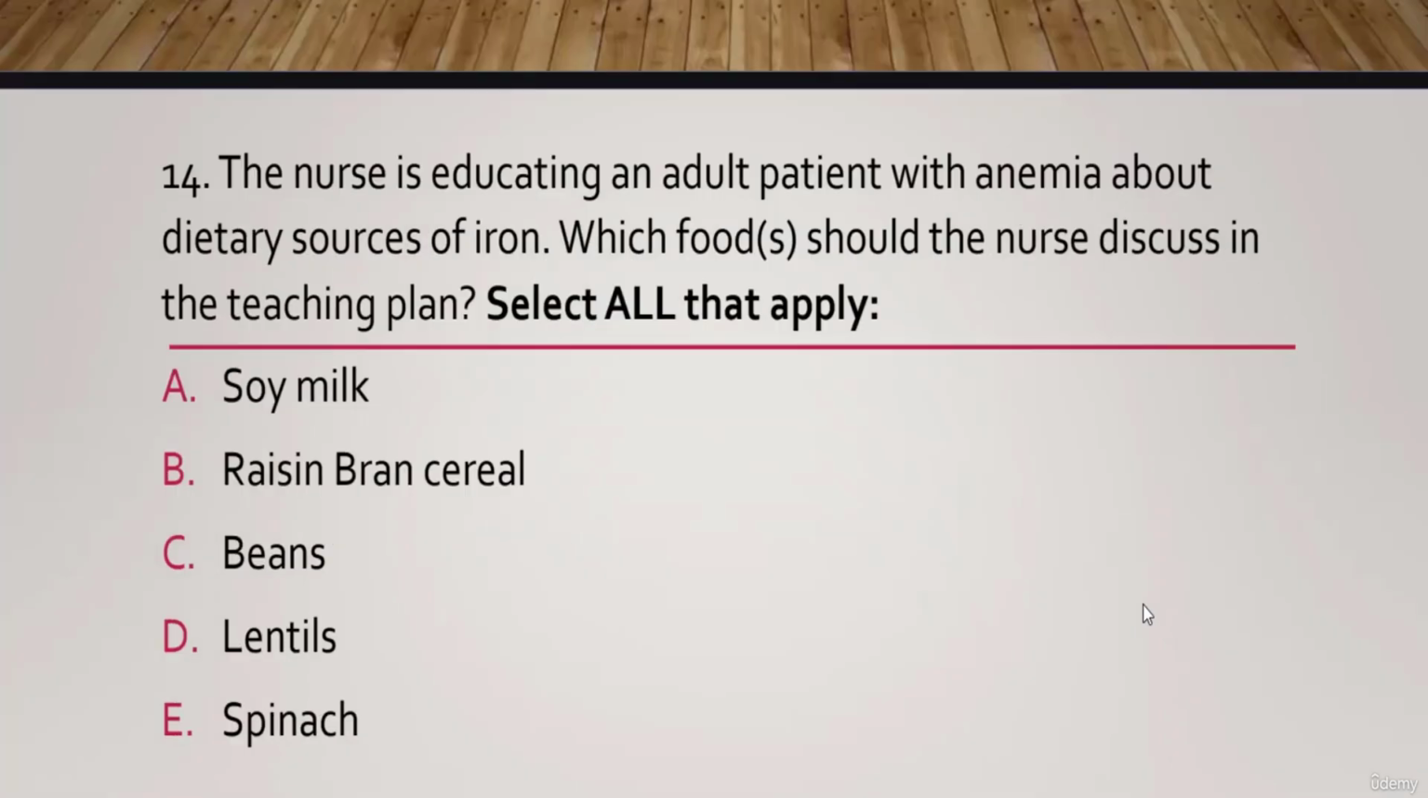Another question: the nurse is educating an adult patient with anemia about dietary sources of iron. Which foods should the nurse discuss in the teaching plan? So spinach is definitely in there, beans definitely in there, raisin bran cereal definitely in there. I would say maybe lentils, but definitely not soy milk because it does not contain any type of iron.